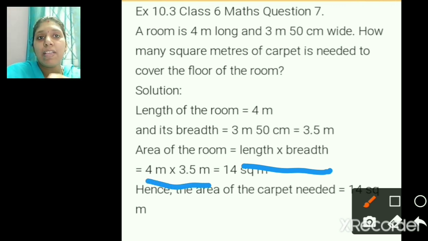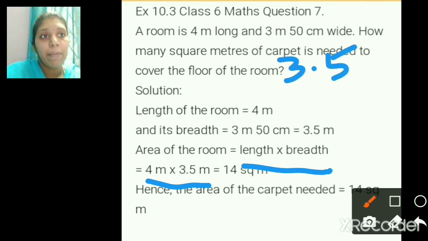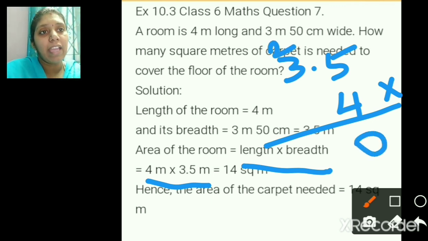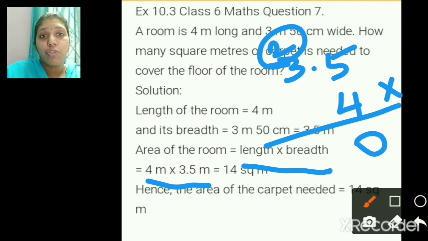Now previous sum I told you how to multiply a decimal number by a whole number. So the decimal number we have to write first. So we have 3.5 into 4. Where should I put that 4? I should put it below this 5. Now we have to multiply. 4 5s are 20, so put 0 and 2 carry over. 4 3s are 12. 12 plus 2 is 14.